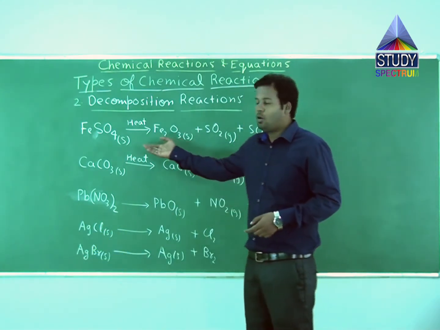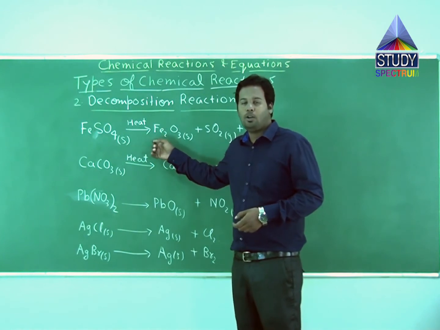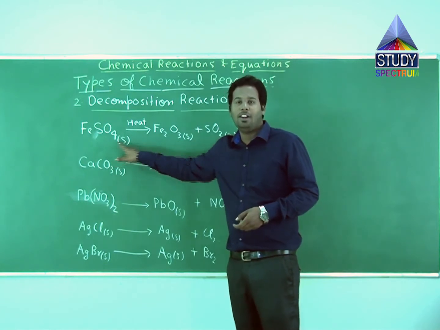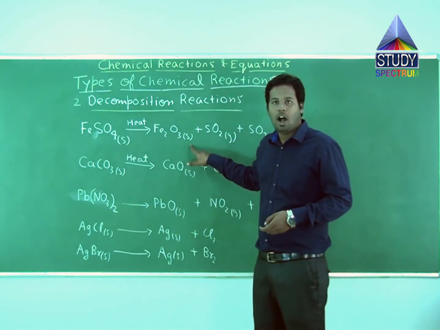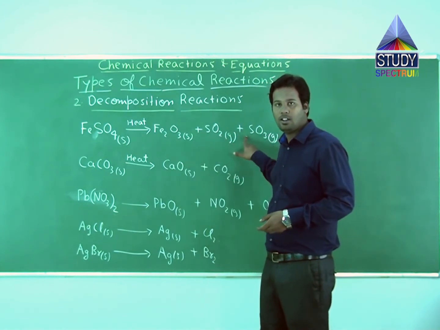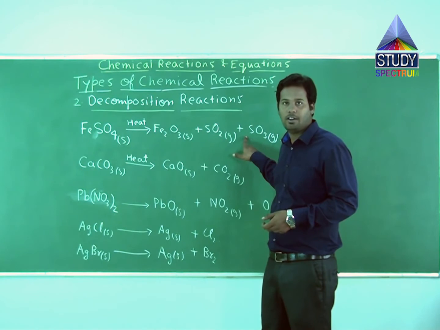The first example over here, we have talked about this example while balancing chemical equations also, where ferrous sulfate, FeSO4, on heating gets converted into iron oxide, that is Fe2O3, and also forms two types of gases, sulfur dioxide and sulfur trioxide.